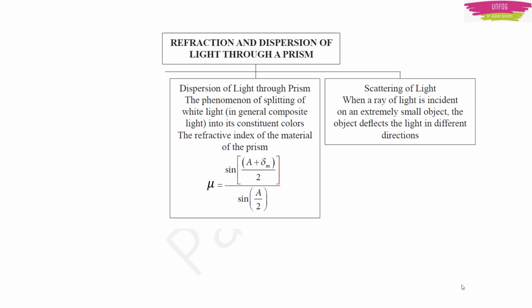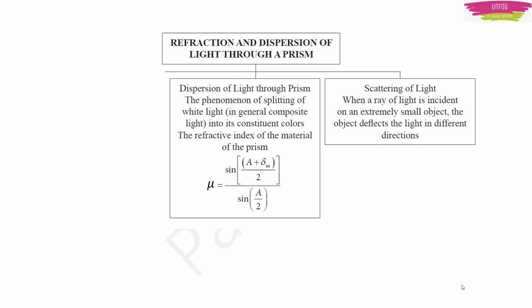Now let's come back again to refraction and dispersion. But this time we are talking about a prism: refraction and dispersion of light through a prism. As I already told you, dispersion of light through a prism is the phenomenon of splitting of white light into its constituent colors. Its constituent colors are VIBGYOR.